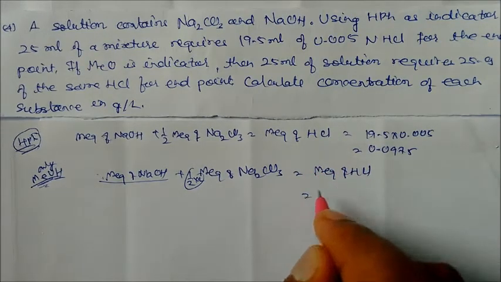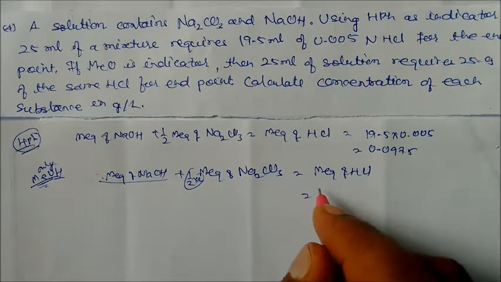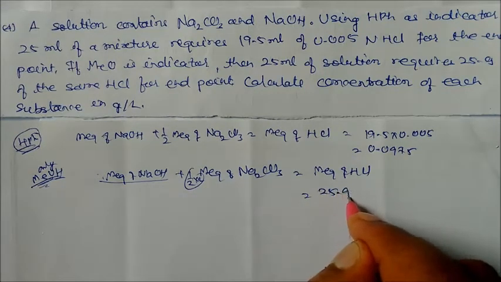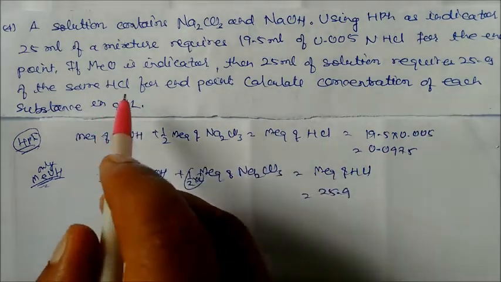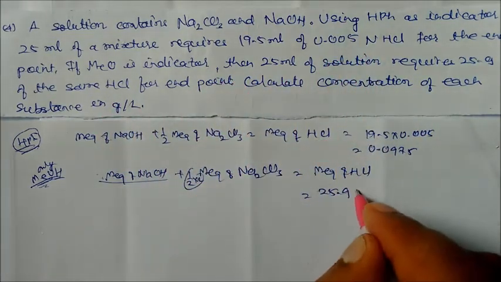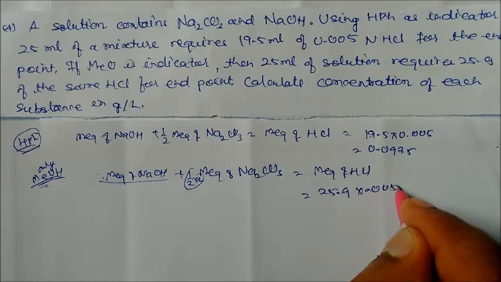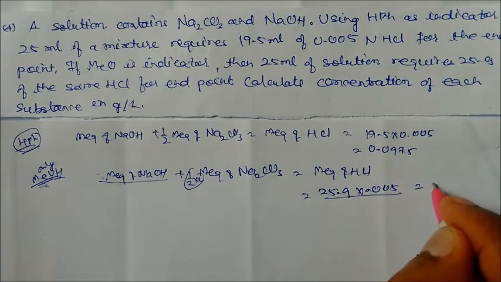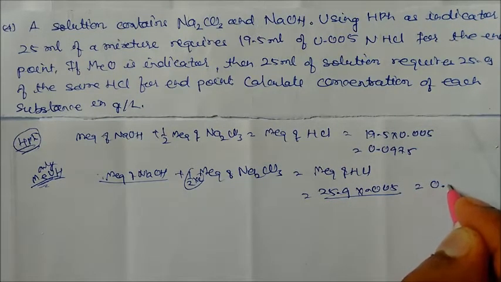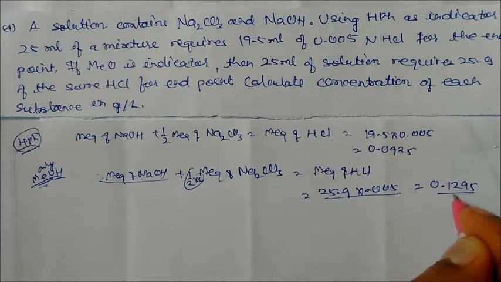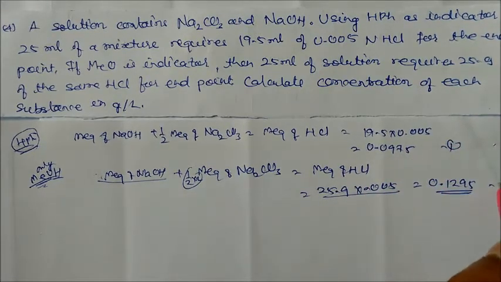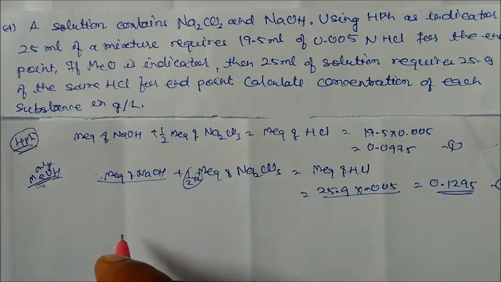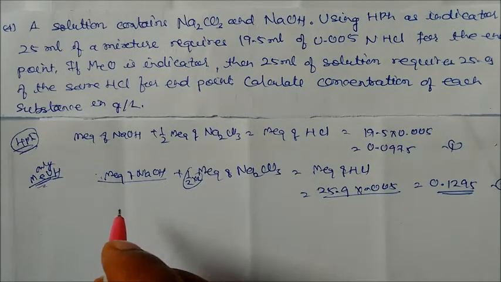So how much milli equivalent of HCl is used? That is 25.9 given here, and 25.9 into the concentration, 0.05 normality. So this will be a total of 0.1295. This is the total milli equivalent. Okay, so this is equation 1, and this is equation 2.